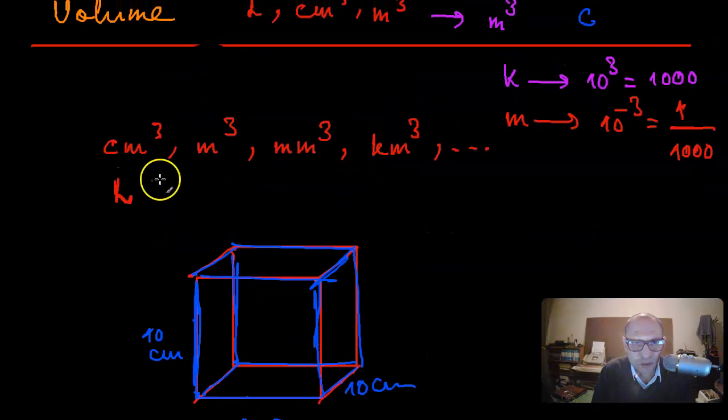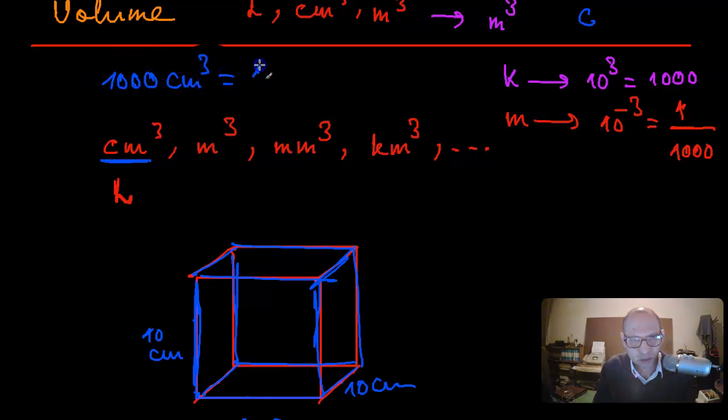Meaning that the liter is nothing but playing with the words. In other words, when you say a liter, you're actually talking about the cubic centimeter. And of course, when you're talking about the cubic centimeter, you're actually talking about the meter, because a centimeter is just a hundredth of a meter. So that's just playing with the words, right? You're ultimately talking about the meter, even if you're talking about the liter. So by definition, 1,000 cubic centimeters is the same thing as 1 liter.